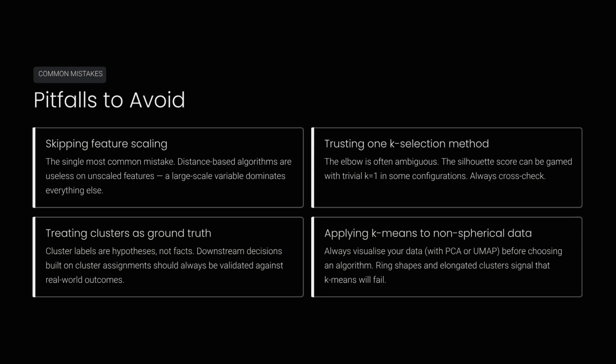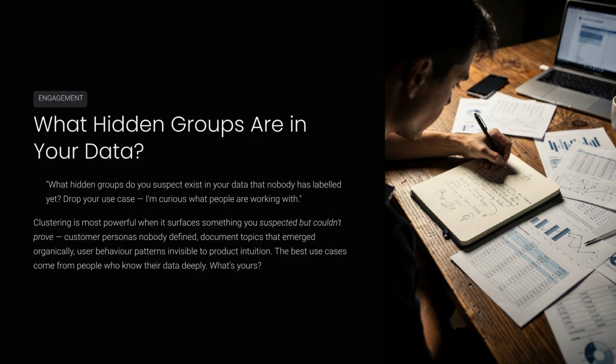Avoid common pitfalls like skipping feature scaling, which ruins distance metrics. Do not trust just one k-selection method. Remember that cluster labels are hypotheses, not ground truth, and visualize your data before applying k-means to avoid misclustering non-spherical data. Clustering helps surface patterns you suspected but couldn't prove.